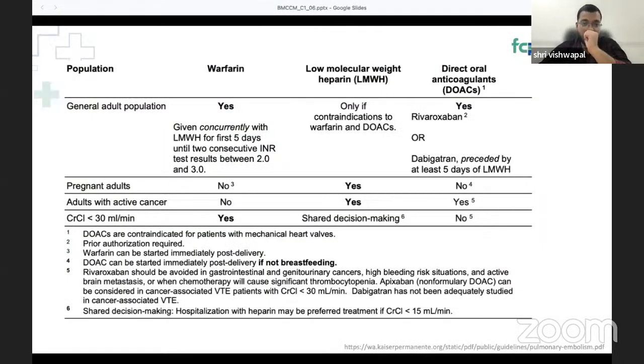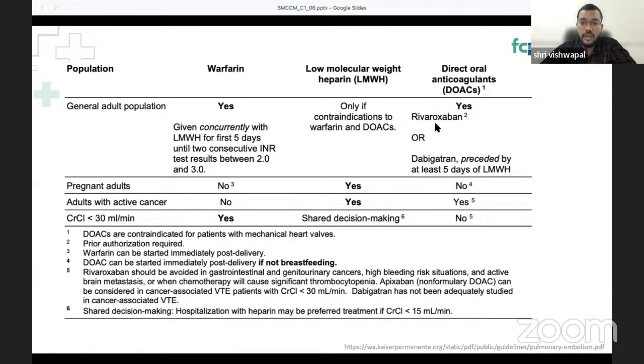So this is the criteria for when to choose warfarin and when to choose a direct oral anticoagulant. Generally in adult patients, warfarin is suited. Warfarin can be given concurrently after 5 days of low molecular weight heparin, when the INR gets stabilized. Low molecular weight heparin is suggested if warfarin and direct oral anticoagulant are contraindicated, in conditions like pregnancy. And direct oral anticoagulant can be given for the general adult population.